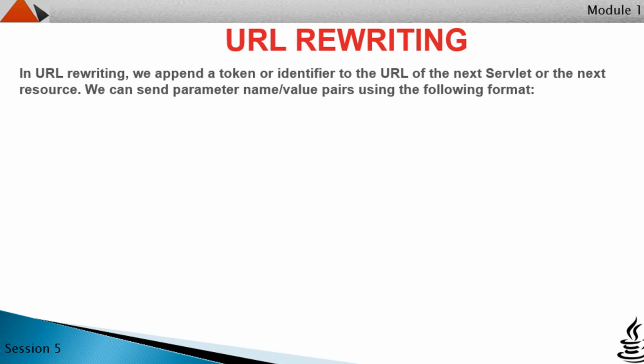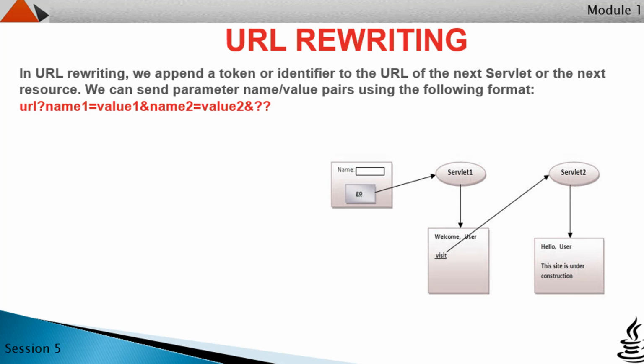Now let's discuss about URL rewriting. In URL rewriting, we append a token or identifier to the URL of the next Servlet or the next resource. We can send parameter name/value pairs using the following format. A name and a value is separated using an equal sign. A parameter name or value pair is separated from another parameter using the ampersand. When the user clicks the hyperlink, the parameter name or value pairs will be passed to the server. From a Servlet, we can use getParameter method to obtain a parameter value.